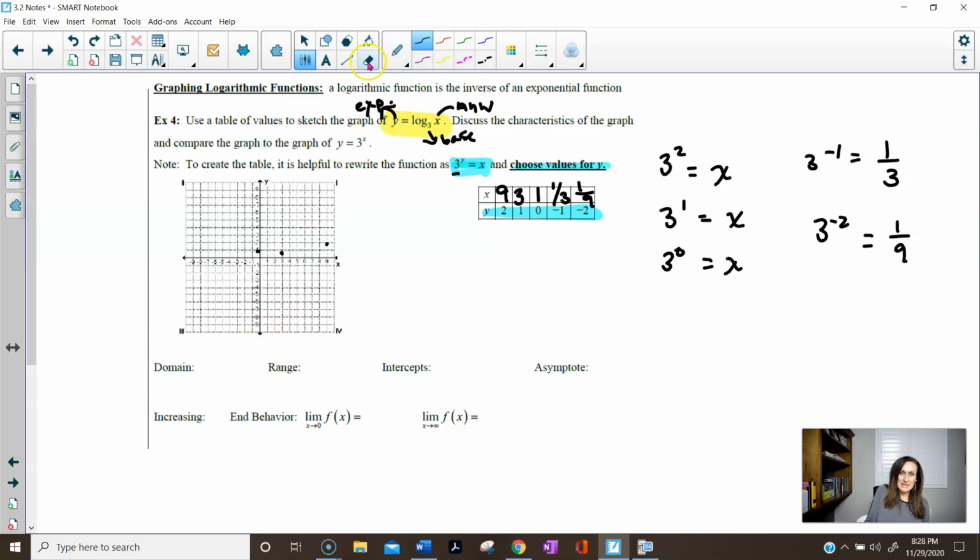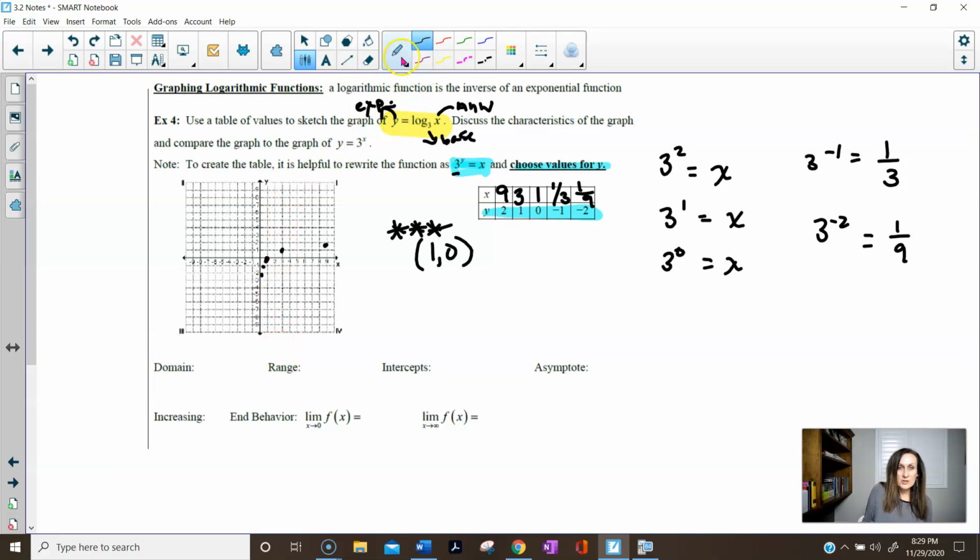So then graphing these, let's fix this. All right, so graphing these, we've got 9. So you go right 9 and up 2. And then right 3 and up 1. And then right 1 and up 0. Okay, so when you shift, reflect, and stretch, I always start with this point 1, 0. That's a really big point for logarithmic graphs, which is right here. And then if you go a third, you're going to go down 1. And if you go a 9th, you're going to go down 2.